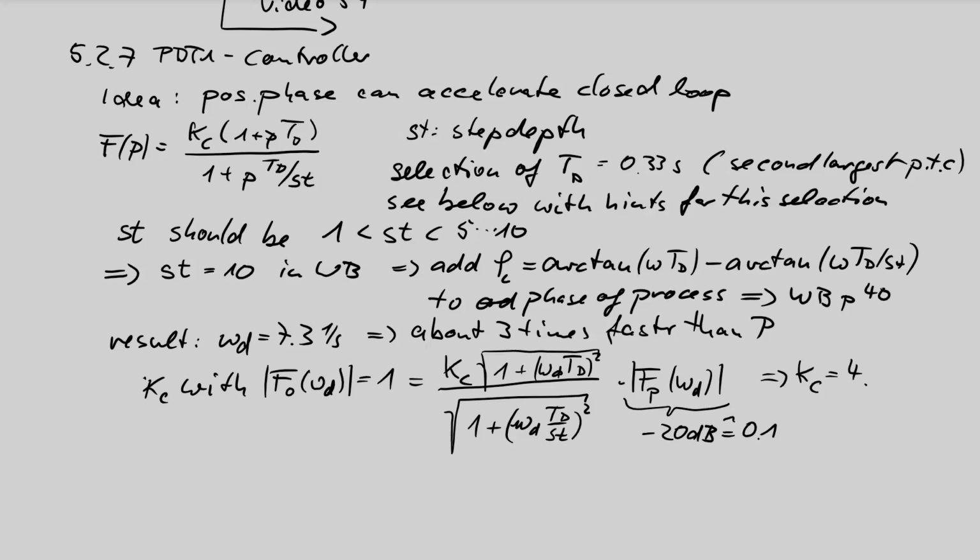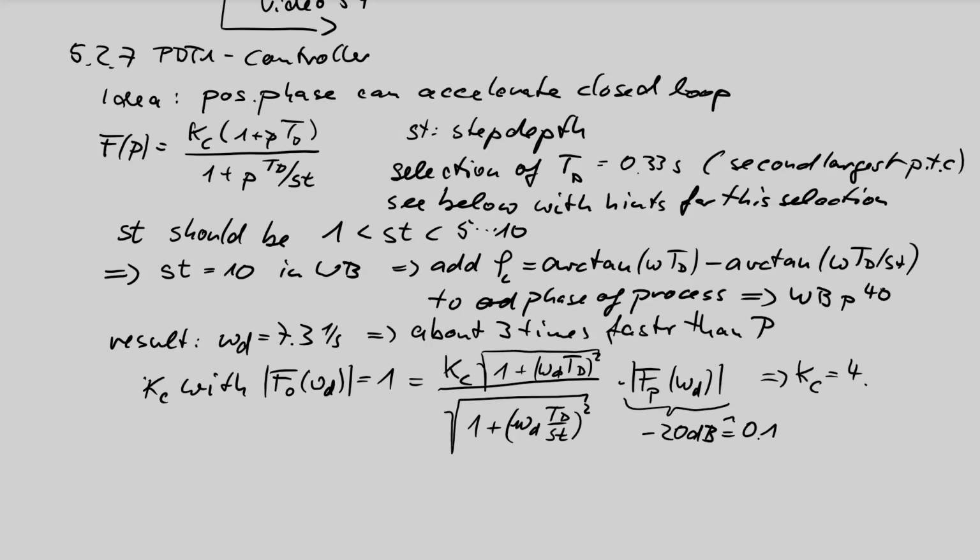Kc is 4. Okay, this can be simulated in my simulator. I start the simulation with a PT1 process and with a PDT1 controller with gain 4 and TD 0.33 second and step depth 10. I have to restart this because last week I closed this picture, so I have to redo the P controller and the PI controller with pole compensation.